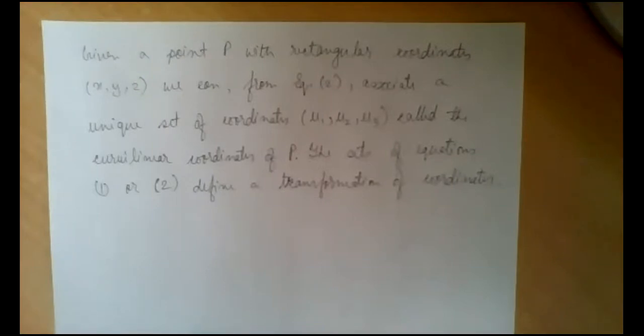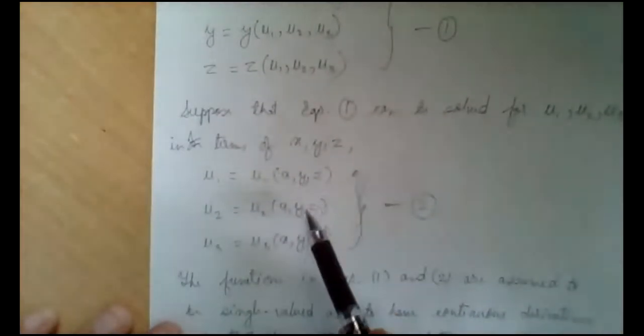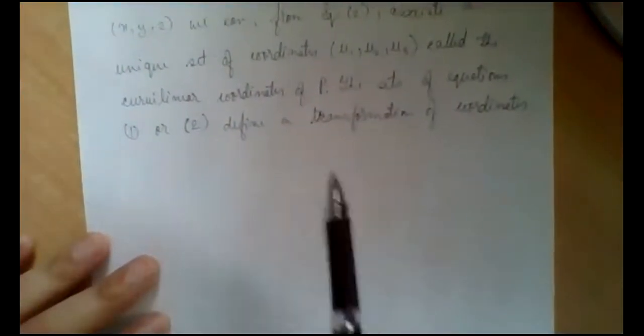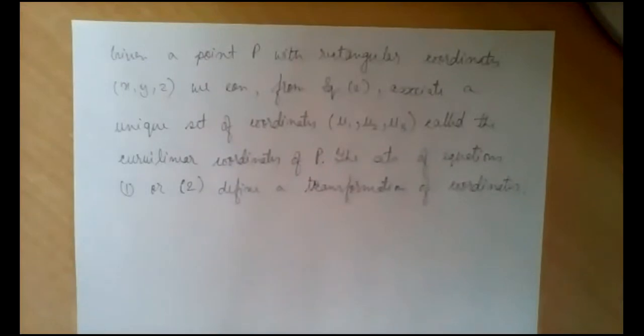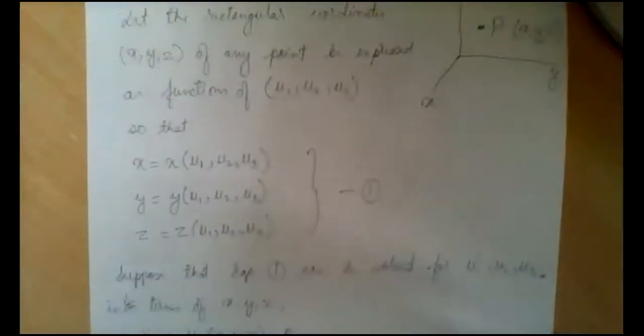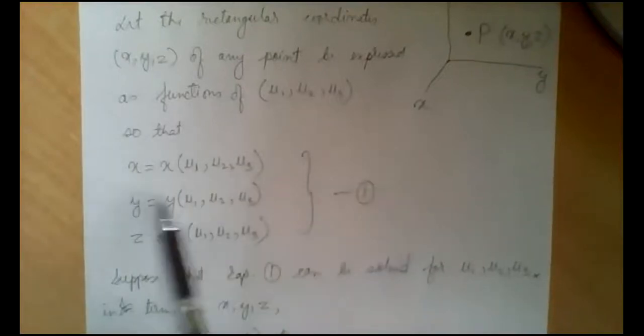We can also associate another unique set of coordinates u1, u2, u3 such that u1, u2, u3 can be expressed as functions of x, y, and z. These u1, u2, u3 are called the curvilinear coordinates of P. The sets of equations one or two define a transformation of coordinates.